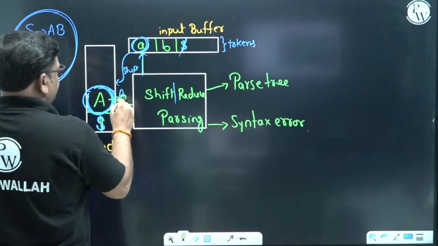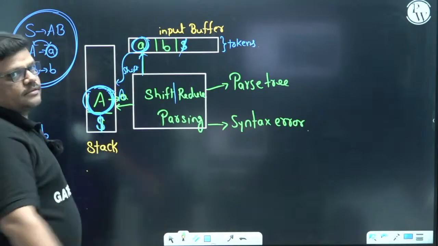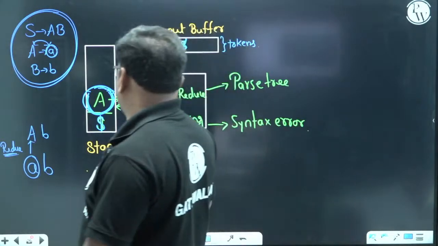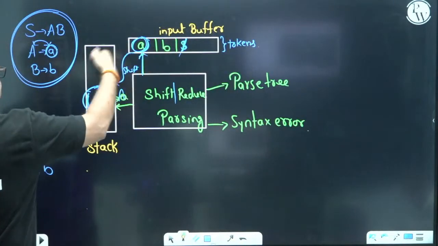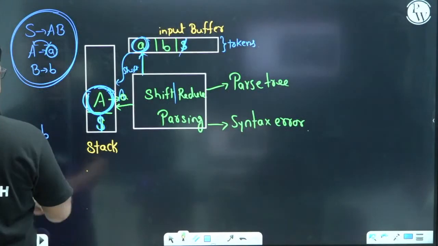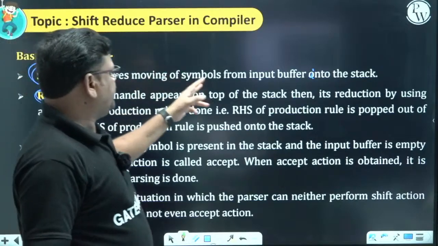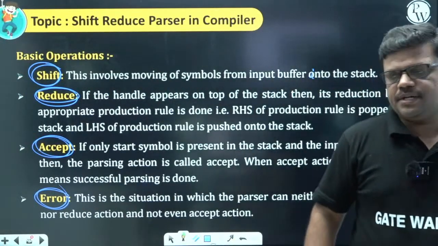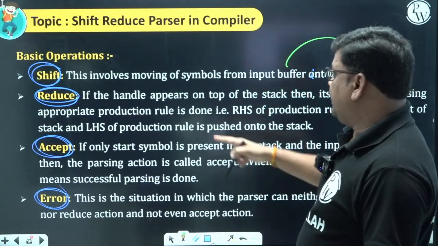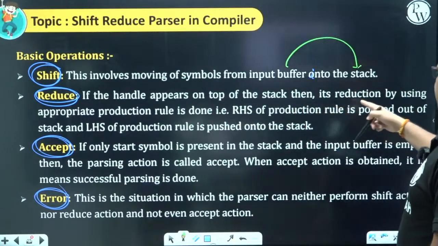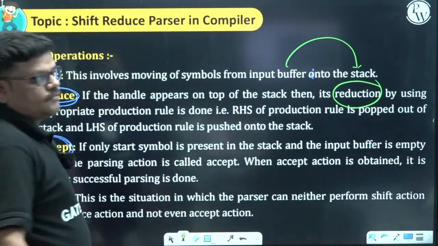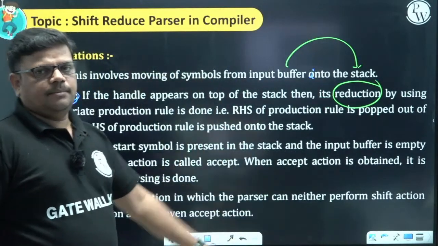So I am replacing small a by removing small a and this. Yes, it's non-terminal. This is reduce. So you got the meaning of shift. Shift means push symbols from input buffer to stack. Shift involves moving of symbols from the input buffer onto the stack. This is shift. If a handle appears on the top of the stack, its reduction is done by using the appropriate production rule. Whenever a handle is there, then reduce will be performed.